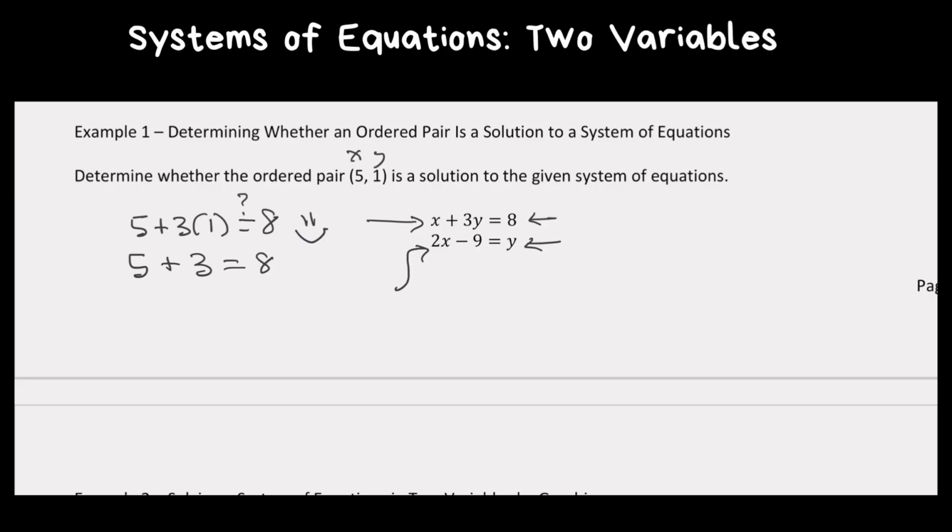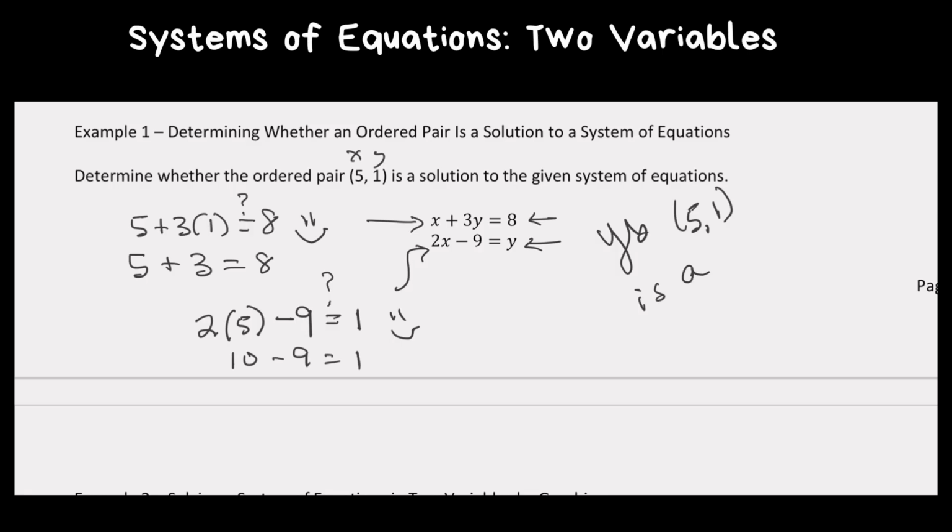Okay, so does 2 times x, which is 5, minus 9 equal y, which is 1? This is what we're questioning. This is 10 minus 9. Yes, it equals 1. That makes us happy. Therefore, yes, 5, 1 is a solution to the system.